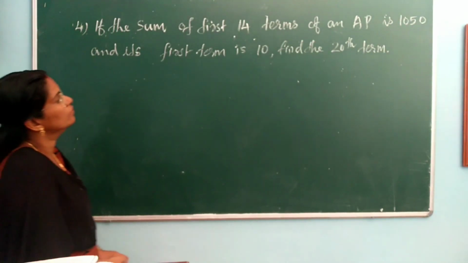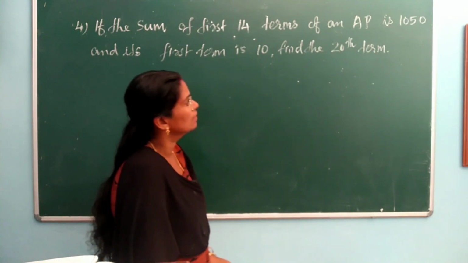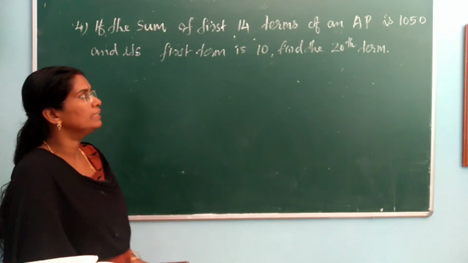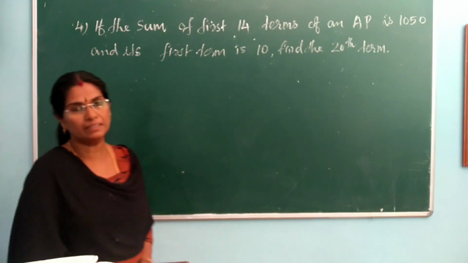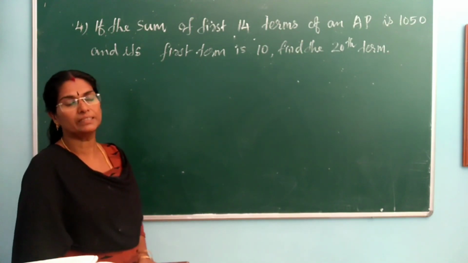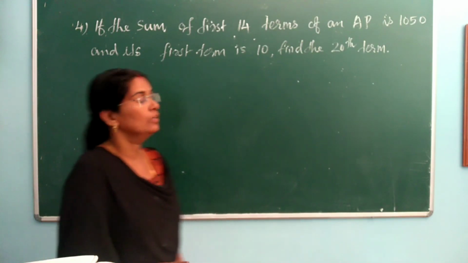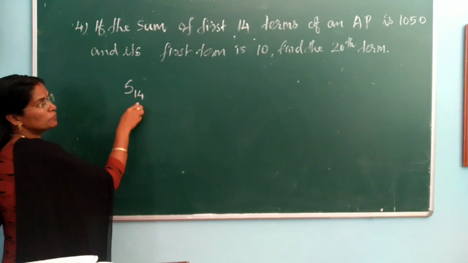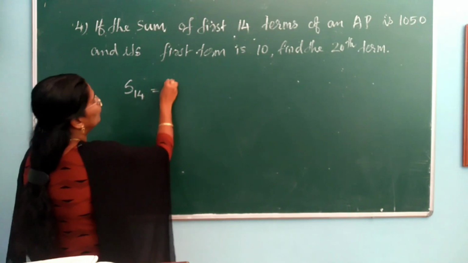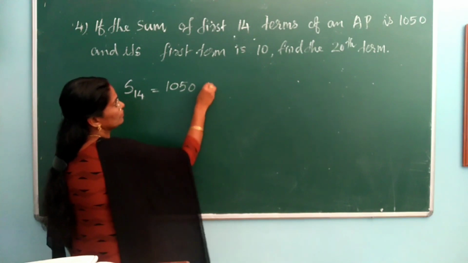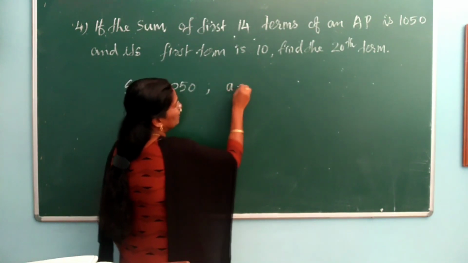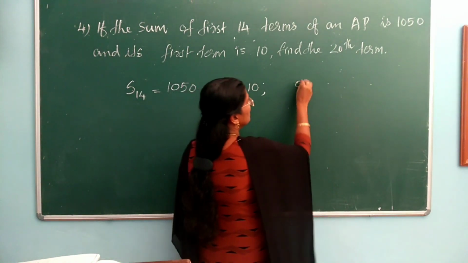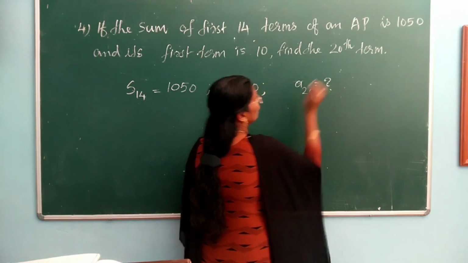If the sum of first 40 terms of an AP is 1050 and its first term is 10, find the 20th term. Sum is given here. We have to find 20th term. A20 we want to find out. First you have to write what is given in the question. Sum of 14 terms means S14 we can write. S14 is equal to 1050. First term is 10. So we can write that A is equal to 10. But we have to find the 20th term. It means A20 we have to find out.